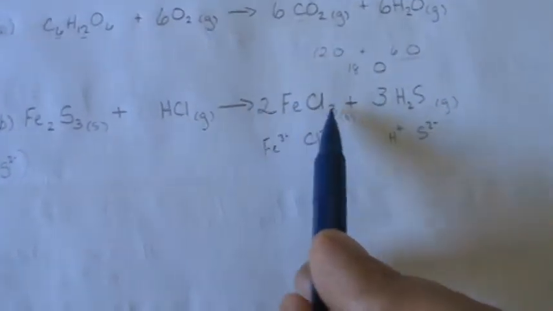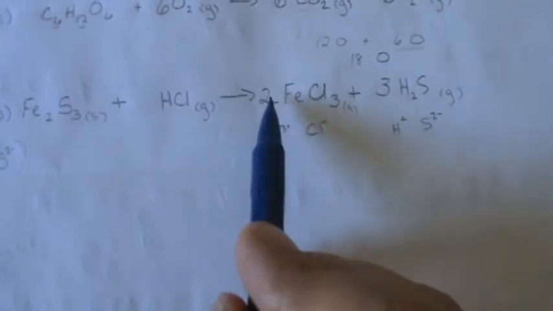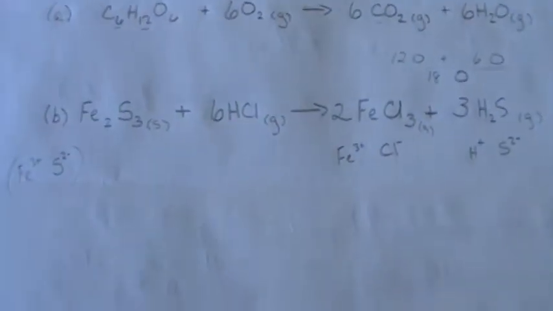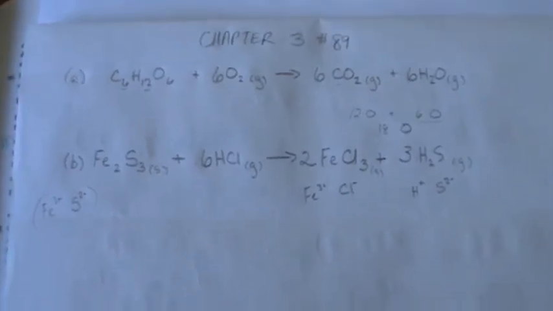Okay, but here we have 6 hydrogens and 2 times 3, 6 chlorines. Oh, and that works very well. So we just put a 6 there and we're done. So basically you would do all of these in the same way.